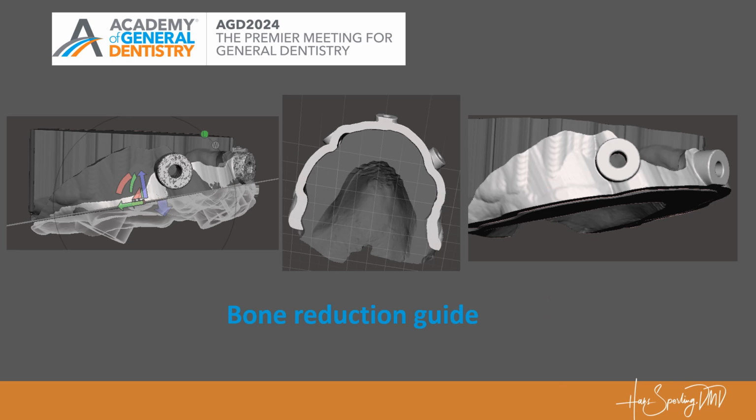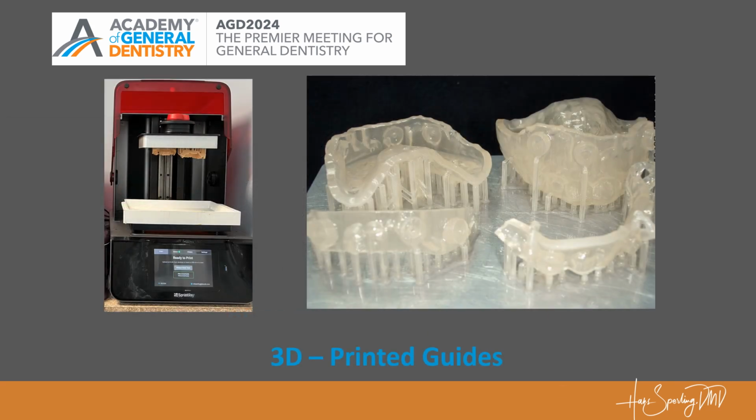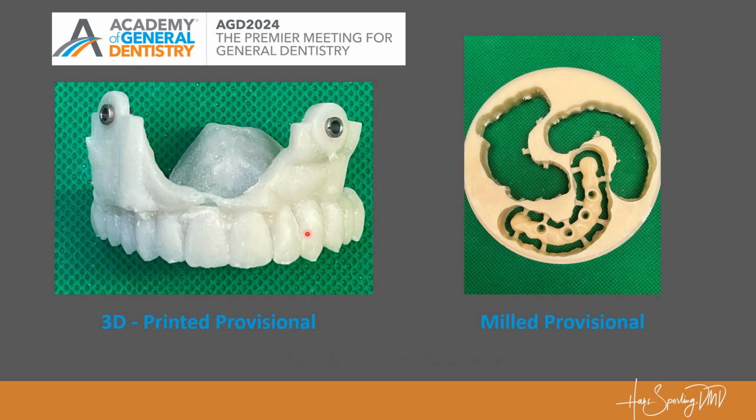And we go to our printer and we print our models. I like to use the SprintRay. This is the older version. This is a SprintRay 95. Now I have a 95S and I love it. But we can use it to print our bone reduction guide, our pin guide, our surgical guide. We also can print, and now we have a material that's very strong and it's designed for long-term use.